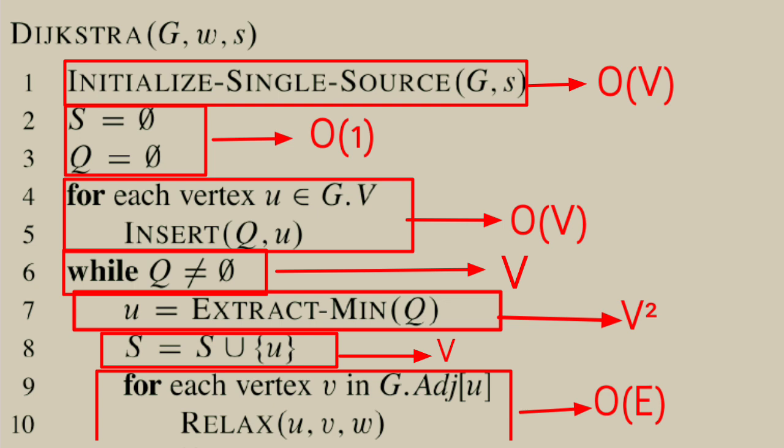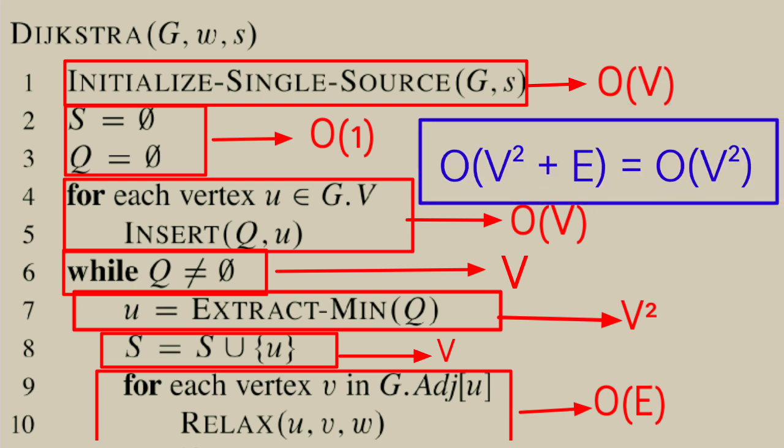Now, summing up the time complexities of the various code segments, we get the final time complexity as O of V square plus E. Since V square is greater than E, we can say that the final time complexity of Dijkstra's algorithm is O of V square.